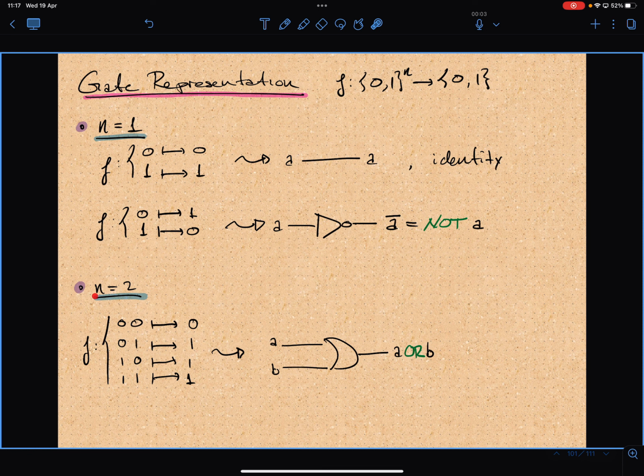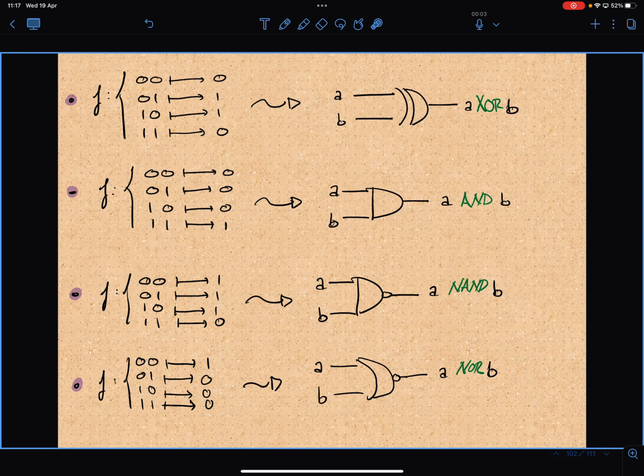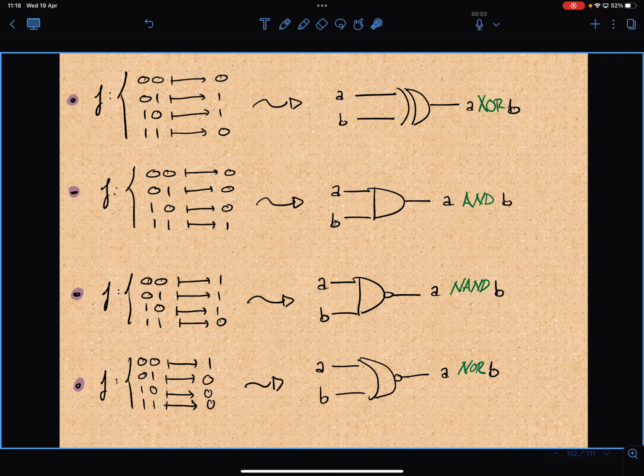For n equals 2, we have the OR gate. If either A or B is equal to 1, then it returns 1. So this is the map. And we have a few more. We have the XOR, which is the sum of the bits modulo 2. We have the AND gate, where if A and B are 1, then it returns 1.